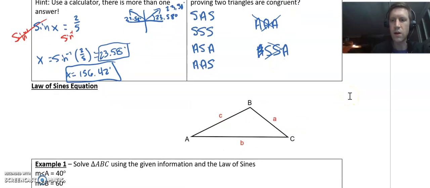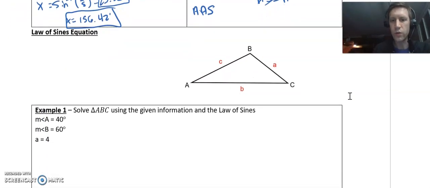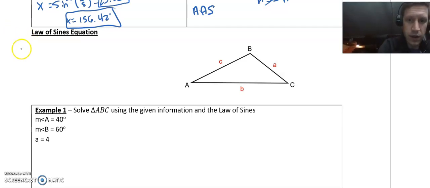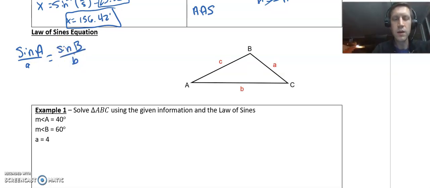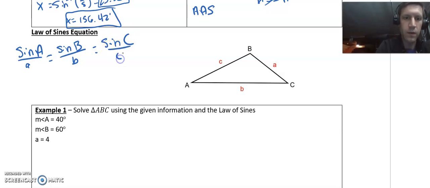Okay, so what is the law of sines? The law of sines is an equation that shows a relationship between angles and sides in any triangle. So it's pretty cool. For triangle ABC, we have the sine of A over a is equal to the sine of B over b. If you take one of your angles, take the sine of it, and divide it by the side across, that ratio will equal the sine of a different angle divided by the side across from it. Of course this will also work for C: the sine of C over c.